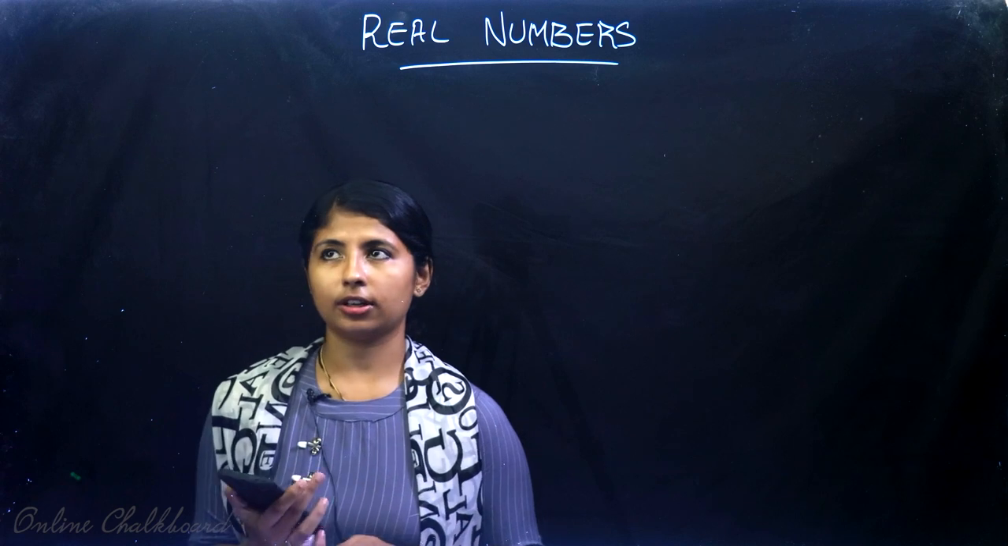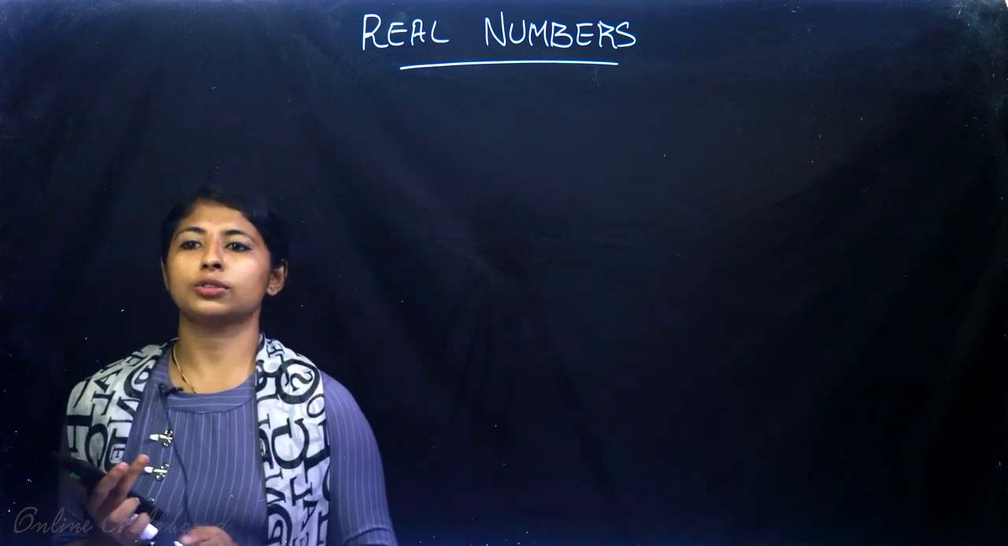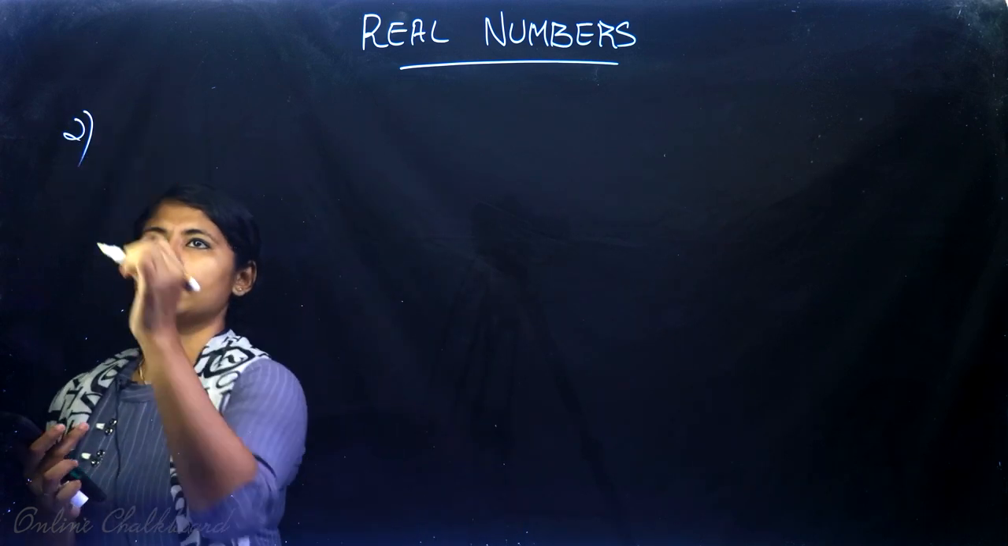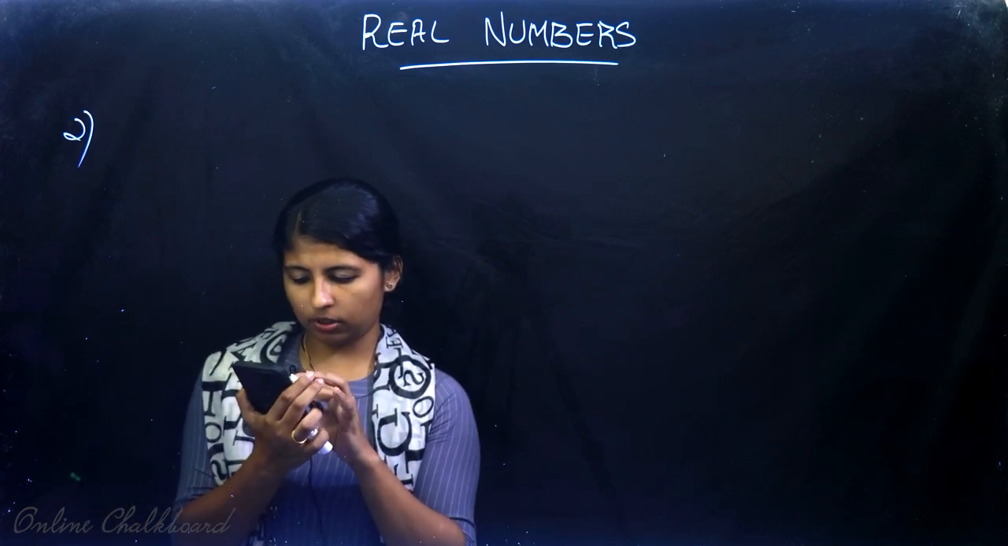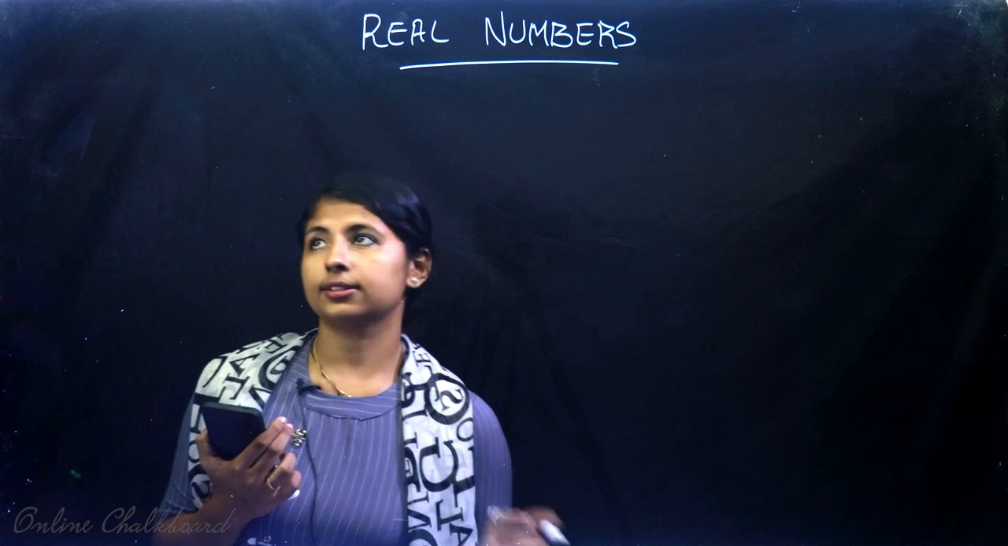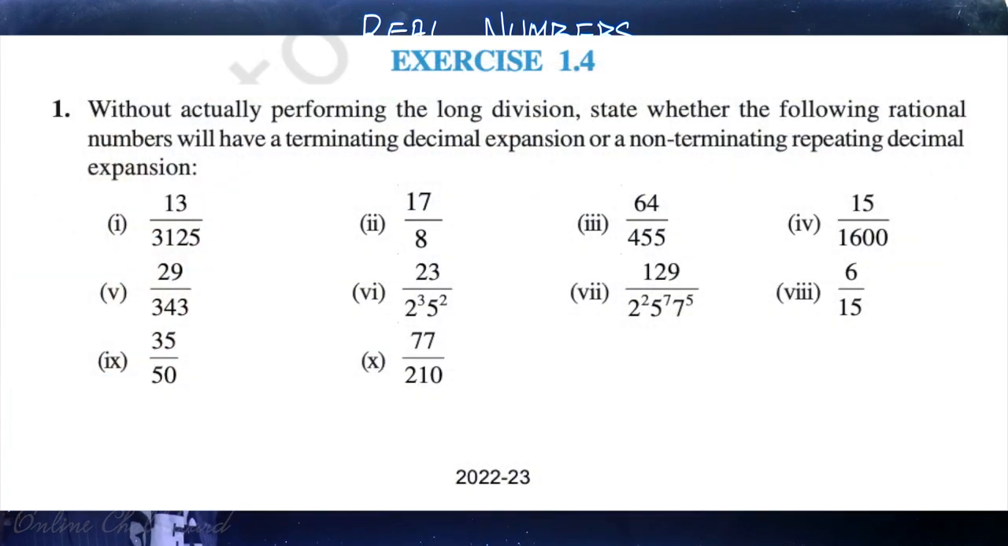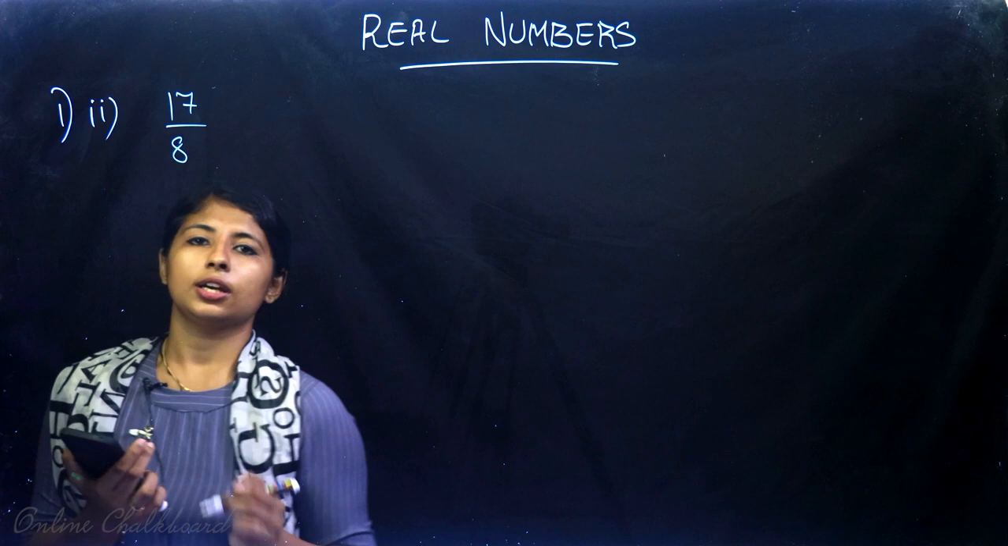We discussed already the first question. We'll get into the second one. We need to check whether it's having a decimal expansion, terminating or non-terminating. Exercise 1.4, question number 1, second one. If it terminates, we'll do the second question also. We'll have to find the decimal expansion. First one is 17 by 8.